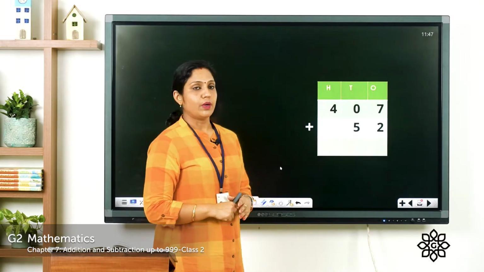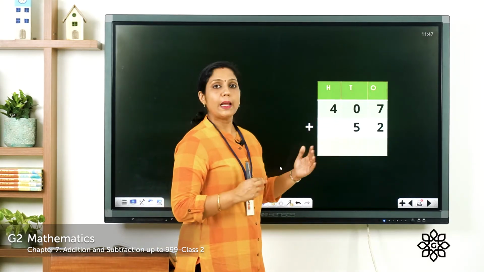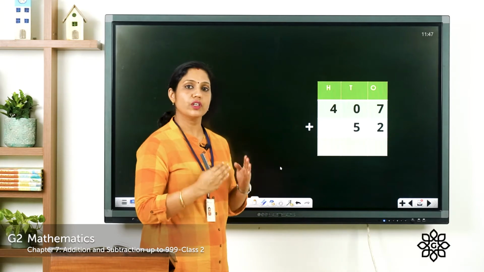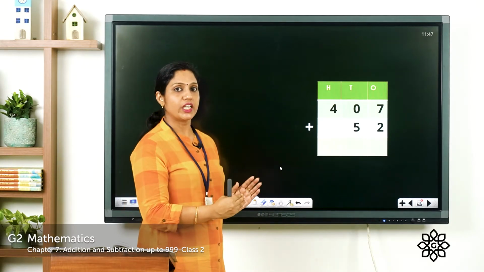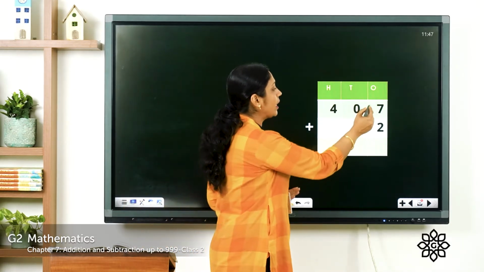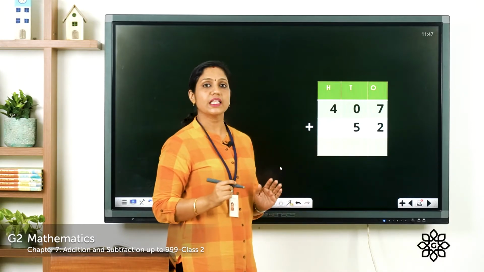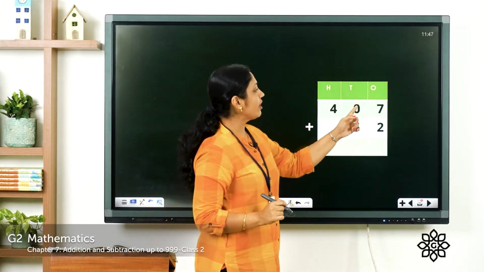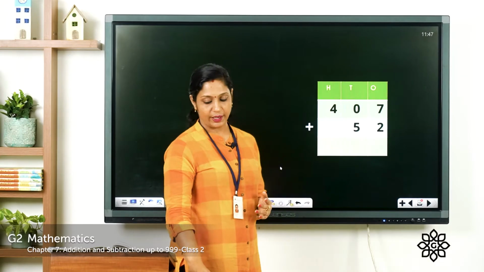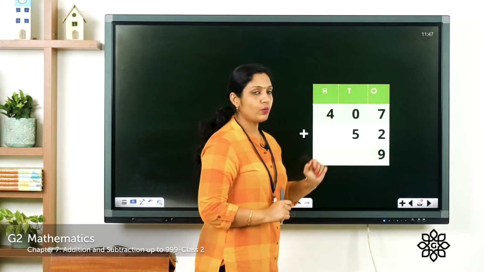Let's look at this number. We have 407 plus 52. So first what we have to do to add? We'll check the ones position. So 7 plus 2, those numbers are there in the ones position. So 7 plus 2 is equal to 9. So that 9, write it under the ones position.